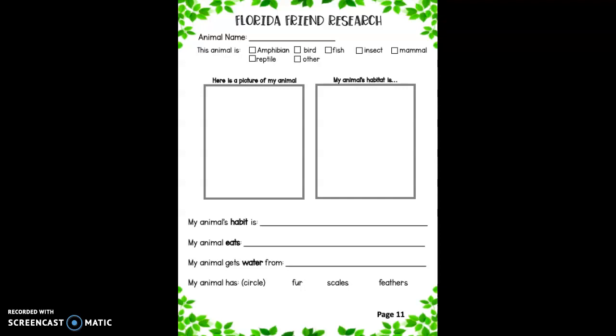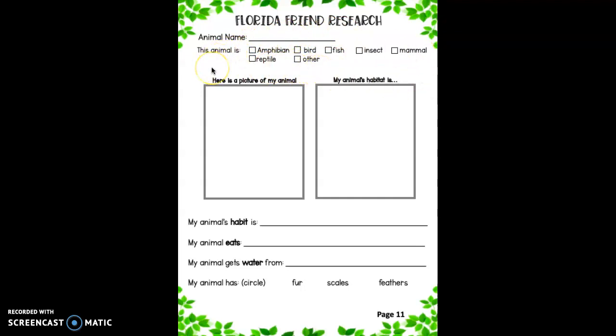So this is going to be where you're going to record the information that you found. Up at the top is where you're going to write your animal name for whichever animal you chose last week as your Florida friend. Then I'd like you to find out, is your animal an amphibian, a bird, a fish, an insect, a mammal, a reptile, or something else as other? And go ahead and check which box your animal is.